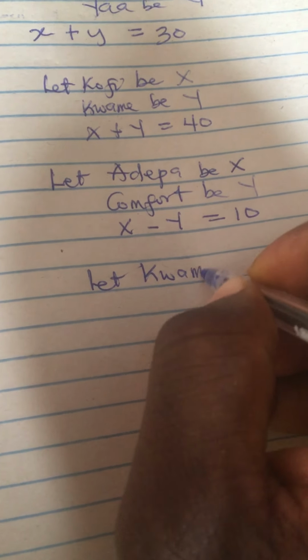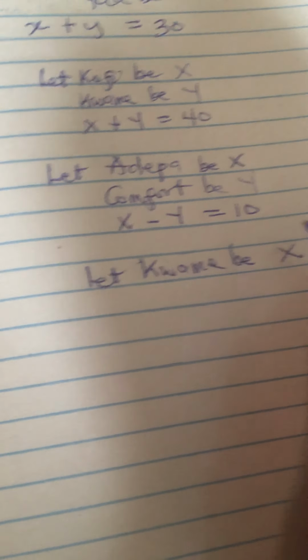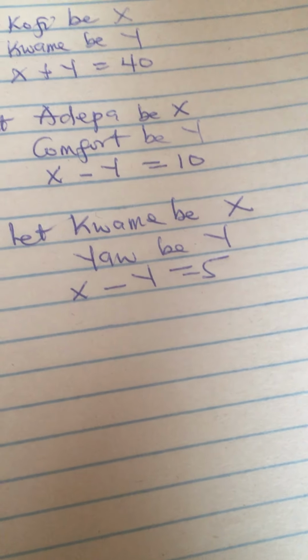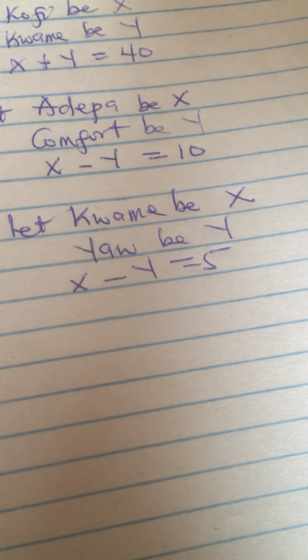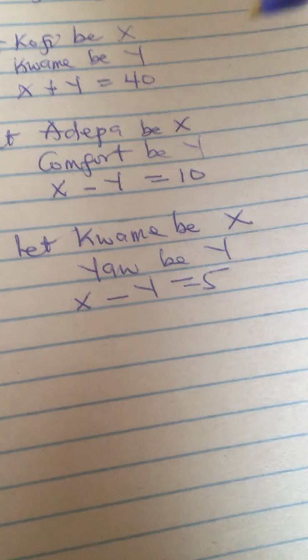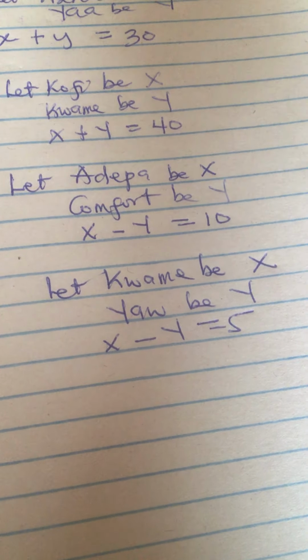Okay, the difference between Kwame and Yao is 5. Kwame and Yao, the first name is Kwame. So let Kwame be x, let Yao be y. The difference between their ages is 5, and so x minus y equal to 5. Are you okay? Good. So always let the first name be x and the last name be y. And if anytime you see the sum of the ages, it means you are adding. The difference, you are subtracting.